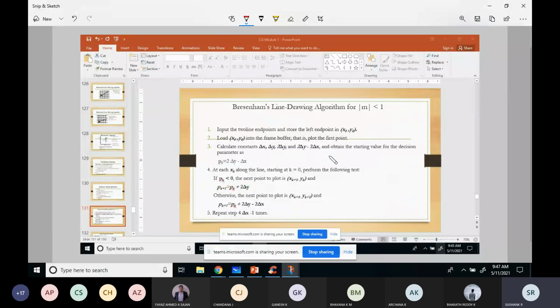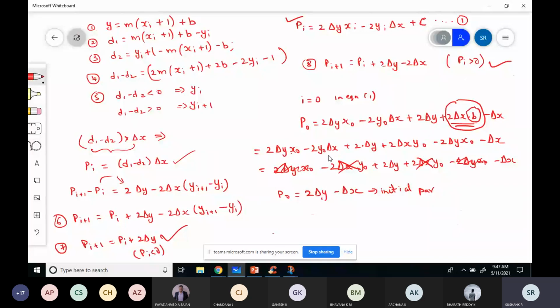The first step is you calculate P naught. Once P naught is calculated, you determine the value of Pk. If Pk is less than 0, you know that the point will be x of k plus 1, yk. If you have understood the derivation, no need to write this also. Calculate P naught, then calculate Pk.